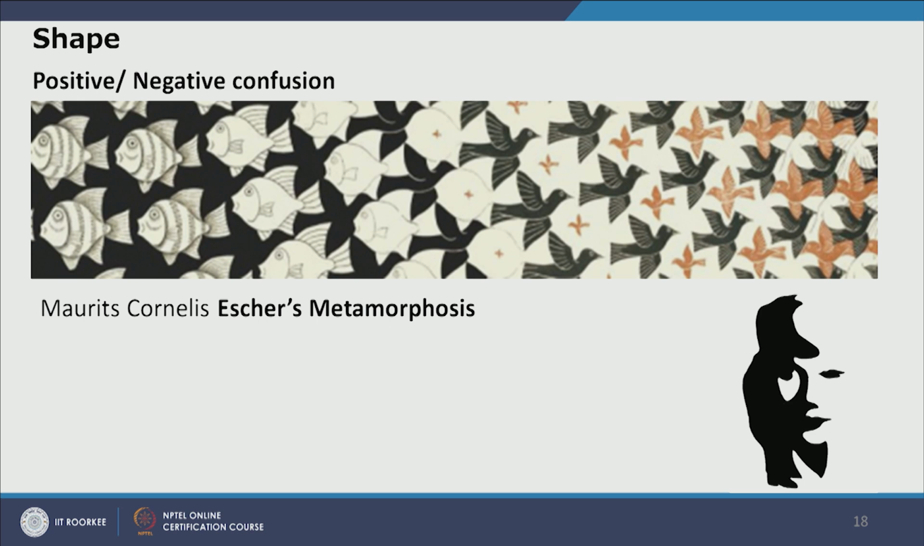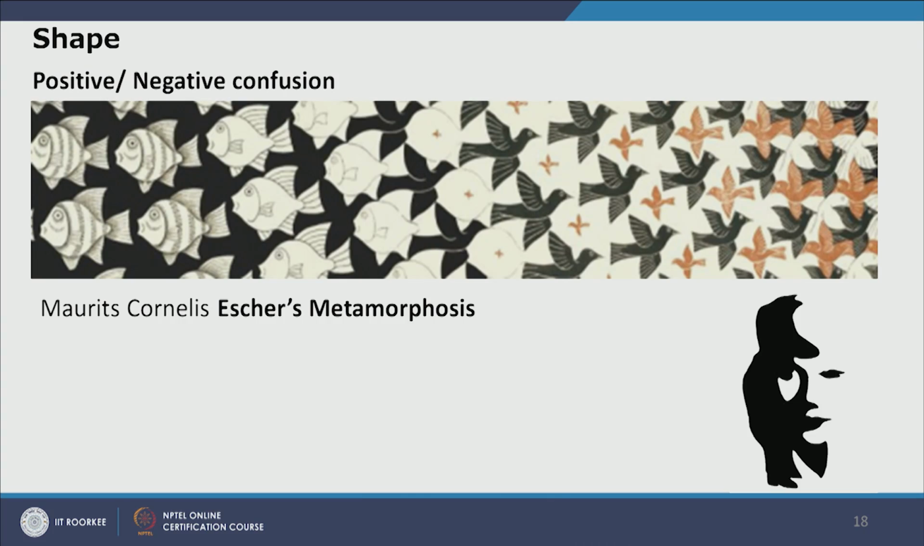This is a very long painting. So here Escher shows a metamorphosis and evolution of the animal kingdom. Here we can see there are fish, and fish transforms into bird. But if we look clearly, the fish initially appears as a positive space figure, and the black part appears as the background, or the negative space.